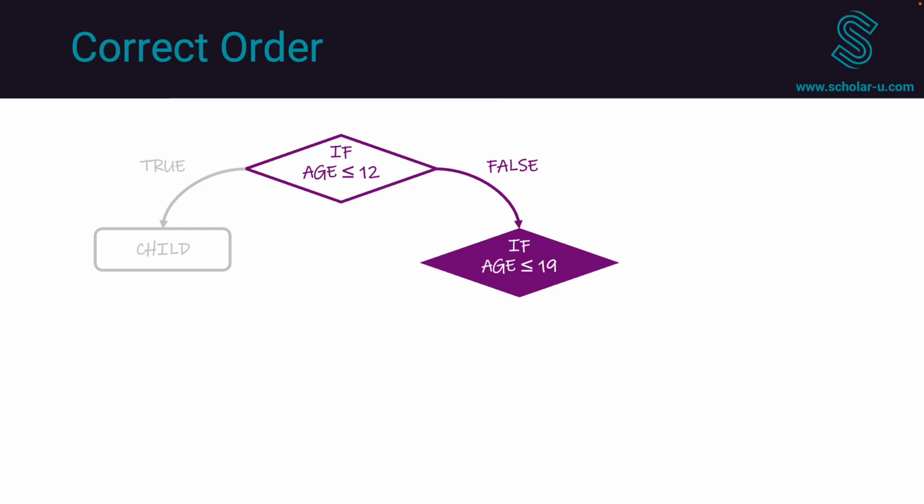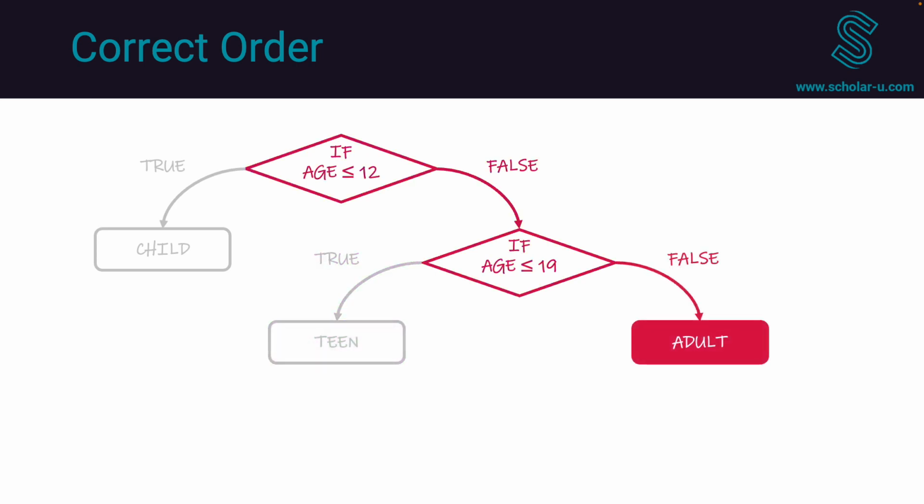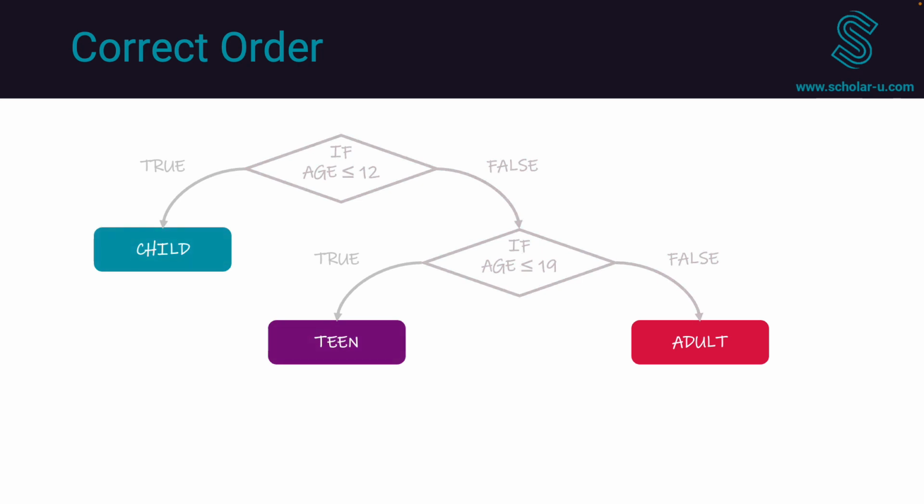So whoever is remaining for this second question are people who have more than 12 years of age. These folks who are less than or equal to 19 are classified as teen, and finally, the remaining people will be classified as adults. Notice that there's a logical order, starting with first asking who's less or equal than 12 and then the 19.